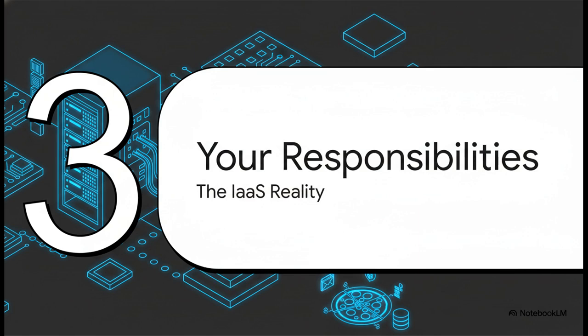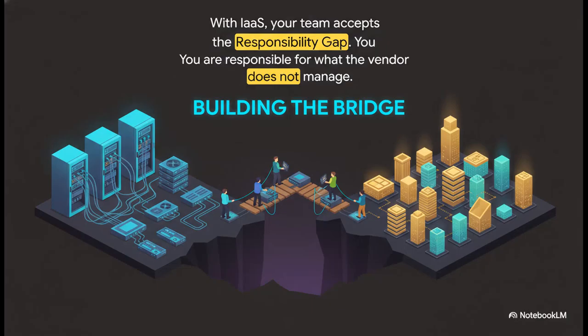We're going to zoom in specifically on the IaaS model, where you choose to have more control, because with that control comes some very significant risk. You see, when you choose an IaaS model, your team is explicitly accepting something called the responsibility gap. The vendor provides the basic infrastructure, the physical servers, the network, but there's a huge gap between that and a fully working secure service, and it's your team's job to fill in that gap.